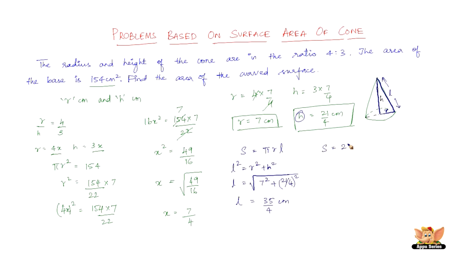So S equals 22/7, r is 7 and L is 35/4. So we have the curved surface area as 192.5 centimeters square on solving this. So this ends this problem. Let us solve another problem.